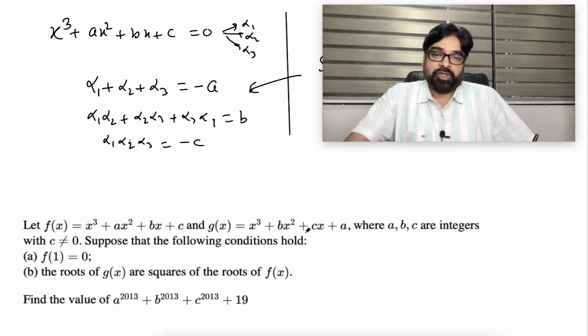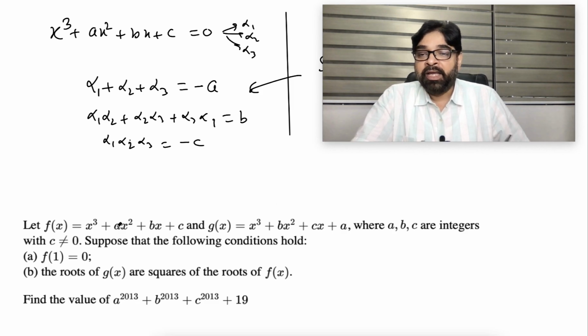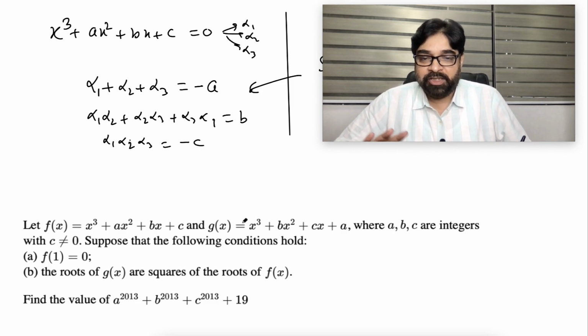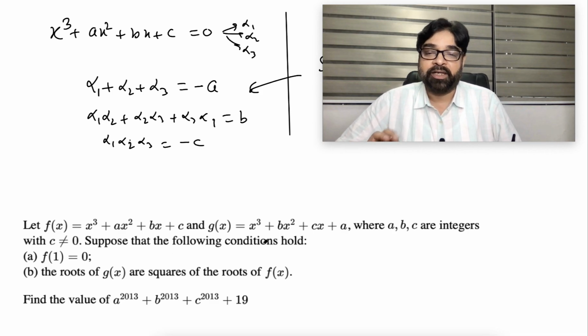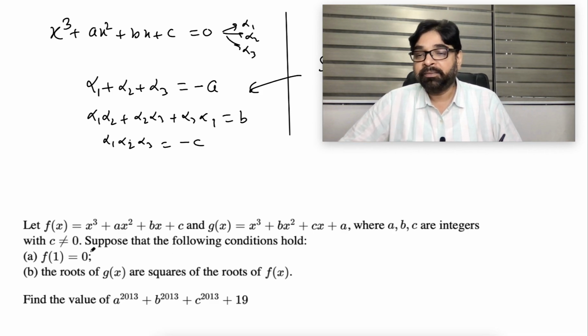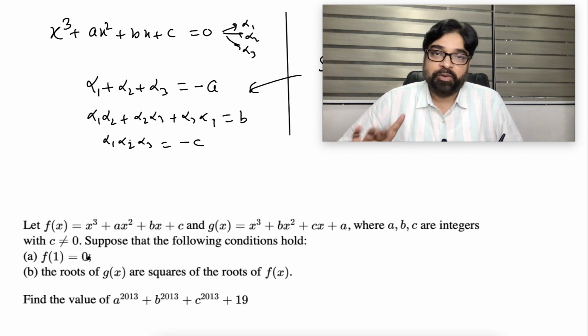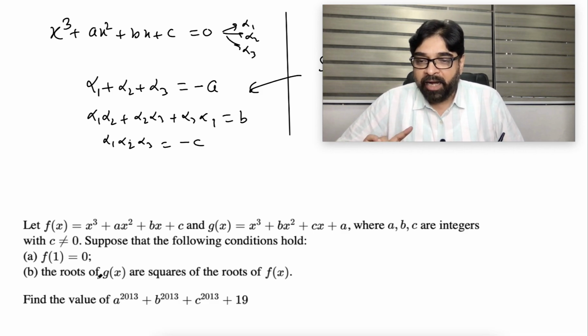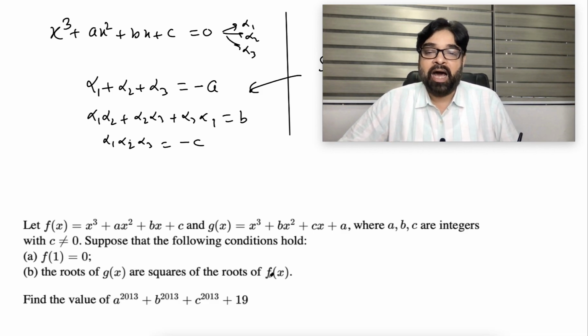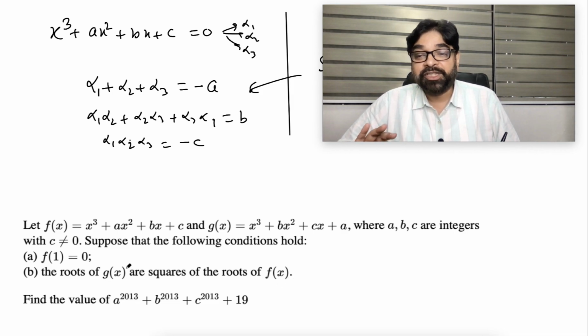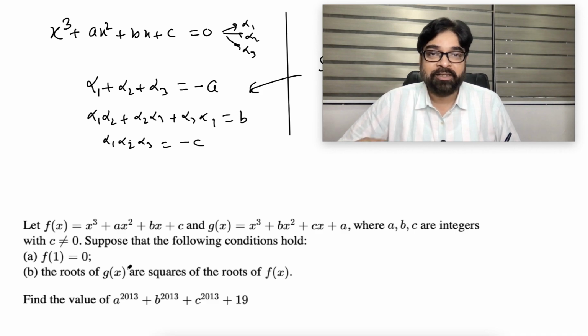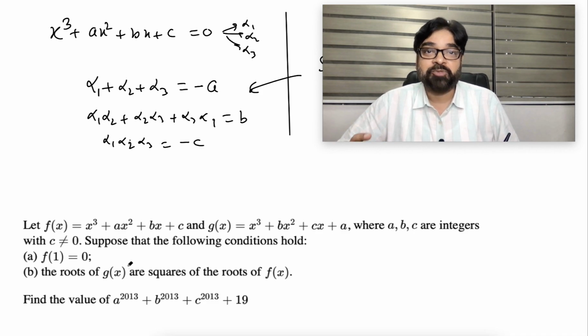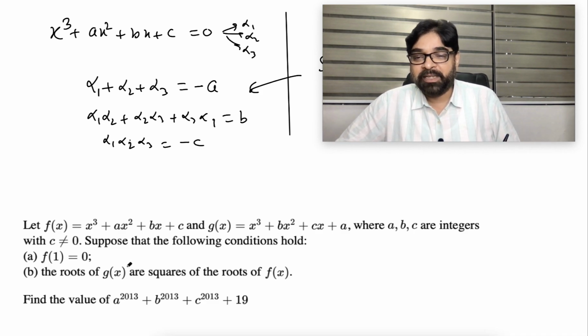Now let's come to the question. What is the question? f(x) equals this, g(x) equals this, where a, b, c are integers. Suppose that the following conditions hold. What condition? f of 1 equals 0. This is the first condition. And the roots of g(x) are the squares of the roots of f(x). Basically, they should say roots of g(x) equal to 0, because g(x) is an expression and doesn't have roots. So there may be some printing mistake.